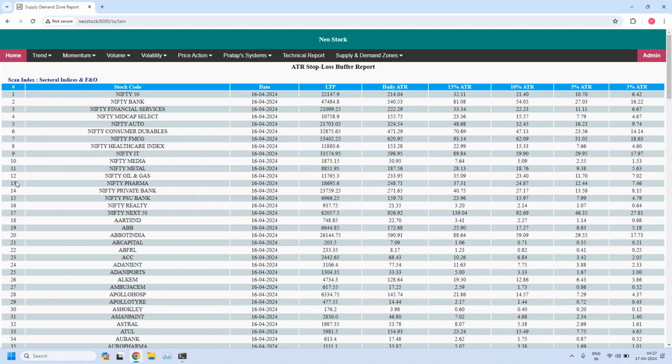And the first 17 in this list are indices, sectorial indices. Remaining all are equity stocks picked up from the F&O segment. So I keep on scrolling this list down by giving you few seconds. So you need to pause the video and you can refer to your stocks. So I'm scrolling down.